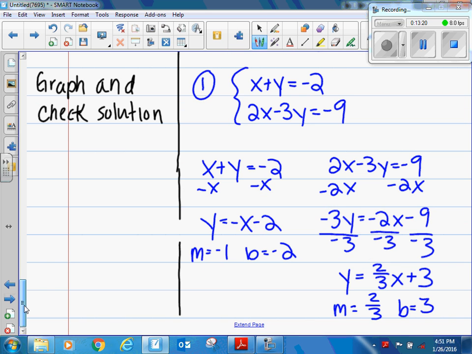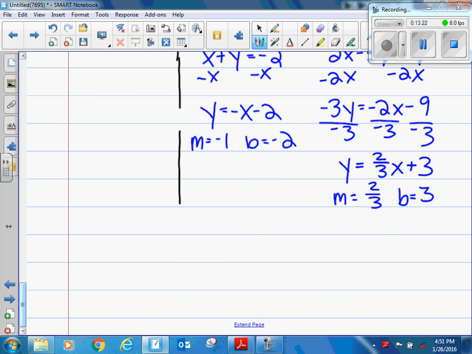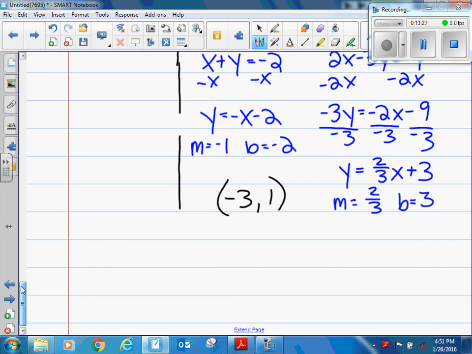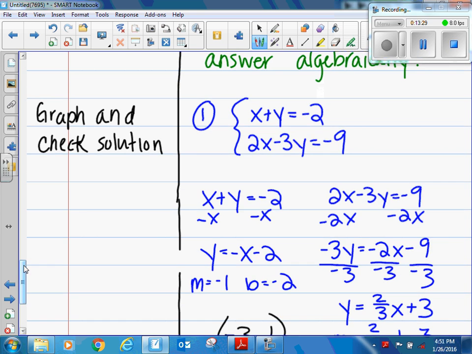Sorry, I got to go all the way to the bottom. And now the solution, or the point, would be (-3, 1). I could go back in and plug these into the equation that we have and check them. If I did the top one, -3 plus 1 is -2. Well, that's true.